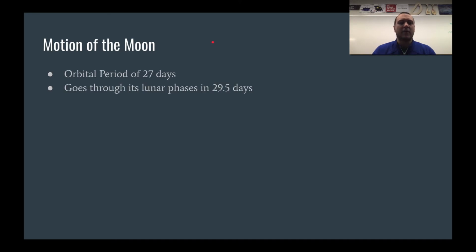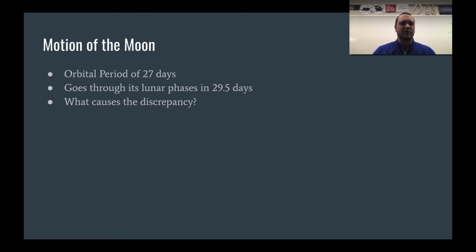If we start talking about the motion of the moon, there are a couple of things that we can observe, and it's all about this idea of observation. We've got this orbital period of 27 days. It takes 27 days for the moon to go around the Earth, but the lunar phases, so our waxing crescent, waning crescent, gibbous, full moon, new moon, all that stuff, actually take 29 and a half days to complete. So even though the moon goes around the Earth in 27 days, it takes 29 and a half days to go through those phases.